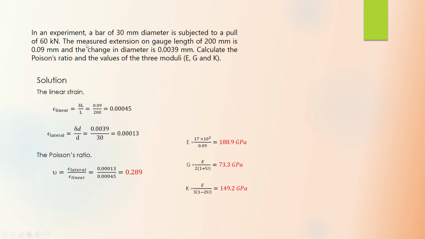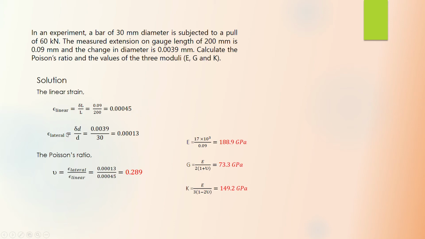First thing is they have given us the change in length, 0.09 mm. Make sure the original length is also in mm. If it is, for example, in meter, make sure the original length is also in meter. Both units must be equal before you substitute into the formula. So you get a linear strain or a direct strain of this. Remember, strain has no units.